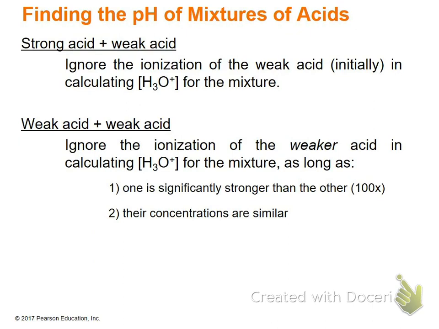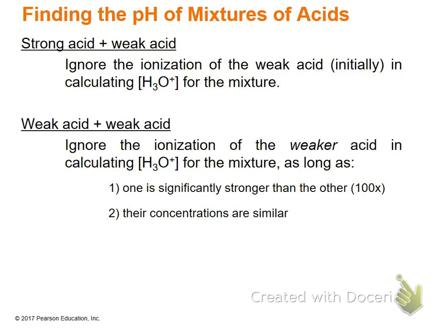All right, so how do we find the pH of mixtures of acids? What we've looked at so far is finding the pH or the concentration of the hydronium ion of just one acid in solution. What if we have a mixture? So there are two scenarios here. One is a mixture of strong and weak acids. And the other scenario is if we have both weak acids.